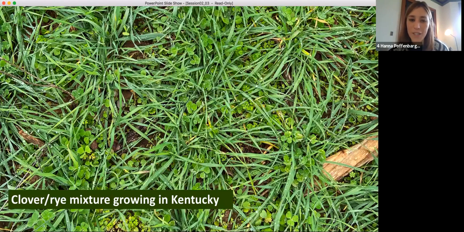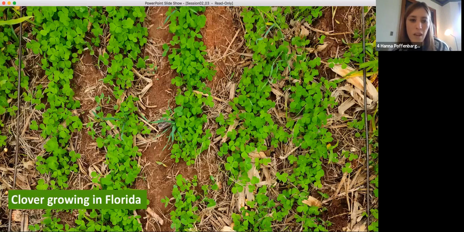We were pretty satisfied in Kentucky with the mixture. It was planted in the first couple weeks of September, and we got very nice ground cover and nice establishment, I think. And the clover in Florida was looking really nice. So thank you for sharing those photos.